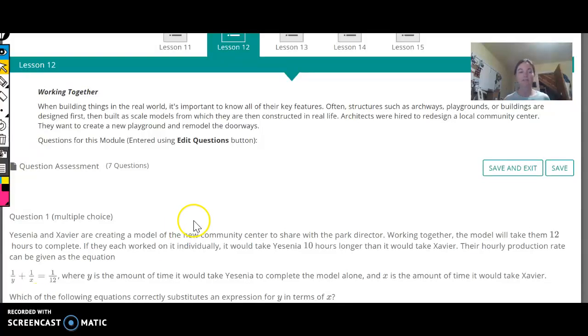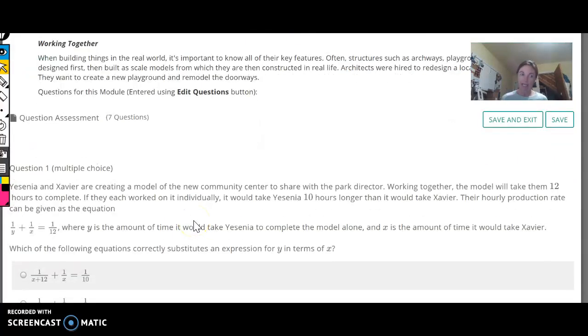So first question, Yesenia and Xavier are creating a model of the new community center to share with the park director. Working together, the model will take them 12 hours to complete. If they each worked on it individually, Yesenia would take 10 hours longer than it would take Xavier. Their hourly production rate can be given as 1 over y plus 1 over x equals 1/12 of the time. So if they take 12 hours together, then 1 hour is 1/12 of the time. That's where that comes from.